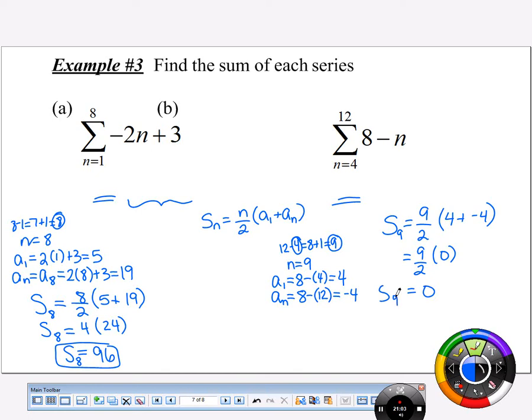Now, that might seem a little bit odd, but if you look at this problem, you're summing numbers, and notice when you plugged in 4, you got 4. When you plugged in 5, you got 3. When you plugged in 6, you got 2. 7, you got 1. 8, you got 0. Then if you plugged in 9, you got negative 1, negative 2, etc. So what's happening is a lot of these will be canceling each other out as we're adding it up. Since the series is going down, it's okay that there's a place where the sum is equal to 0.